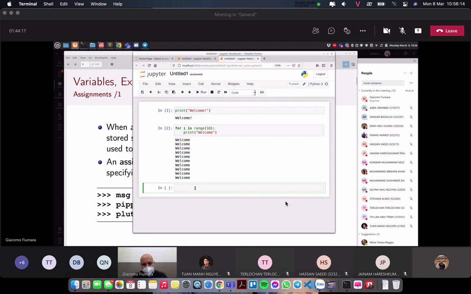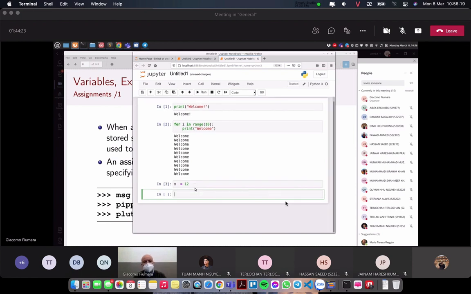So x equals 12 is an assignment, meaning that the integer value 12 is stored in a small piece of memory called x. We may also modify the content of our variable this way.